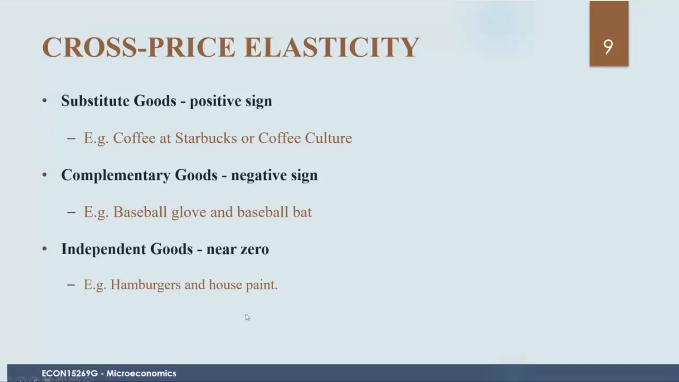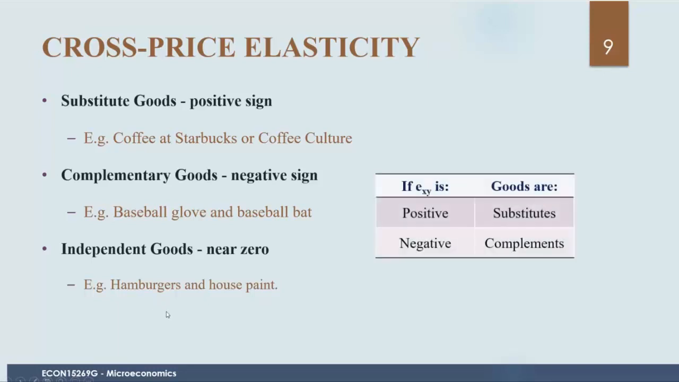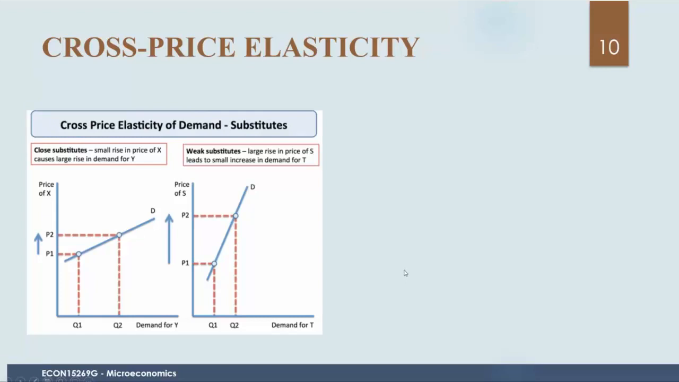Like there'd be no reason to expect that a percentage change in the price of house paint would have any effect on the quantity demanded of hamburgers. Okay, so again, if it's positive, they're substitutes, negative, complement. Again, we can just skip these diagrams here.